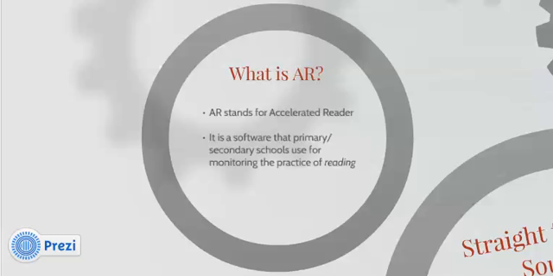AR. What is AR? AR stands for Accelerated Reader. It is a software that primary and secondary schools use for monitoring the practice of reading. It was created by Renaissance Learning Incorporated. Accelerated Reader is a software tool that assesses a student's reading level, suggests titles of books at that level, and then assesses whether a student has completed reading the book by asking a series of questions. Those questions can include questions about the book itself, as well as asking the student to rate how much they liked it on a scale of 1 to 5.